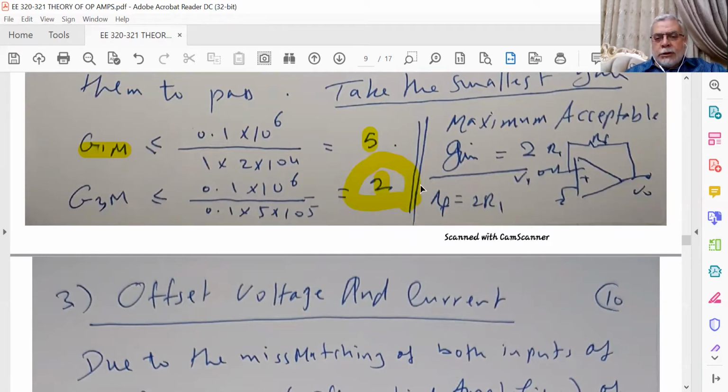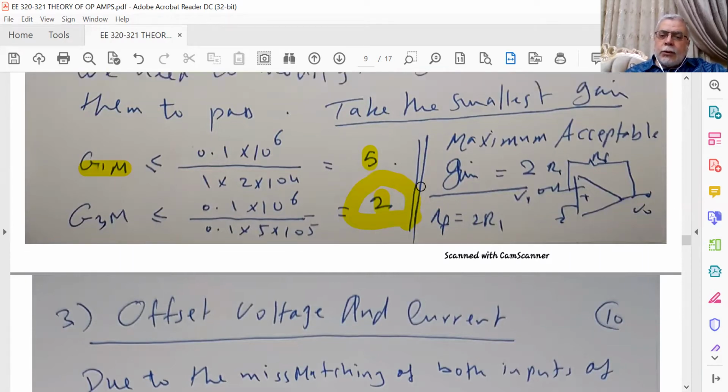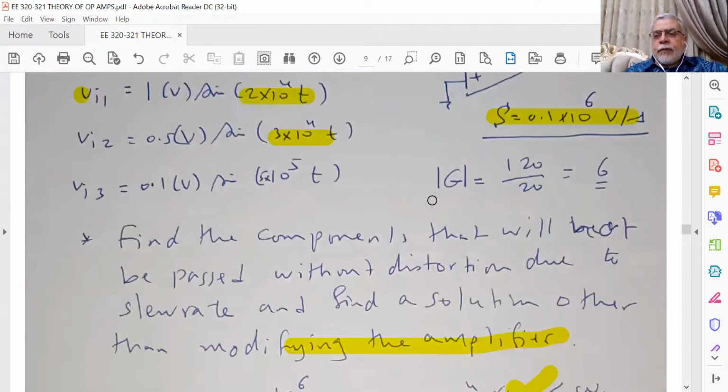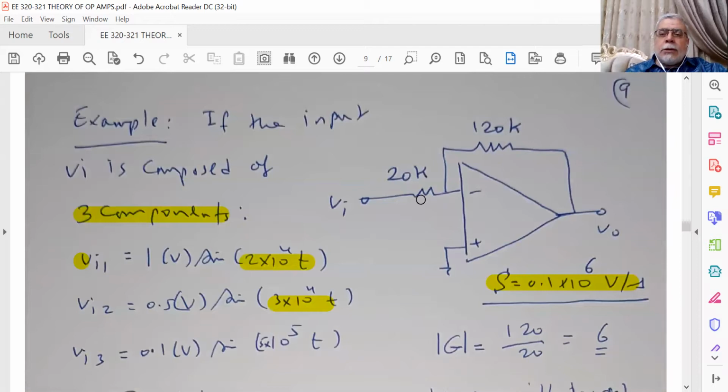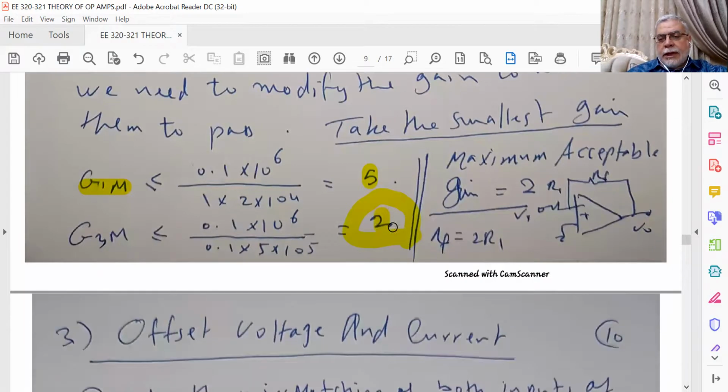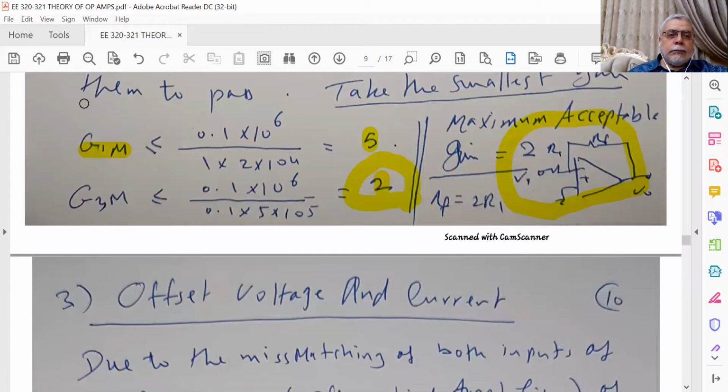So we will change the circuit to produce a gain of 2. If we need the gain of 6, we have to use 3 stages of amplifier, or 4 stages, to produce the overall gain of 6. So the circuit will be modified like this. RF must be equal to twice R1.